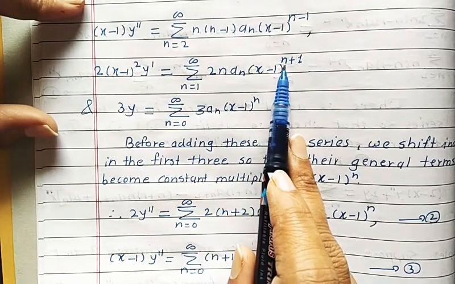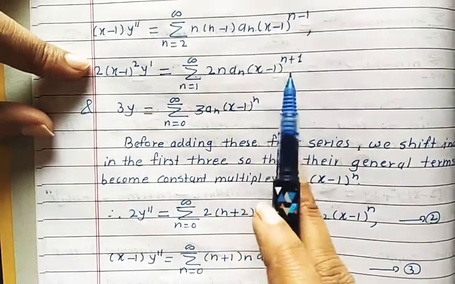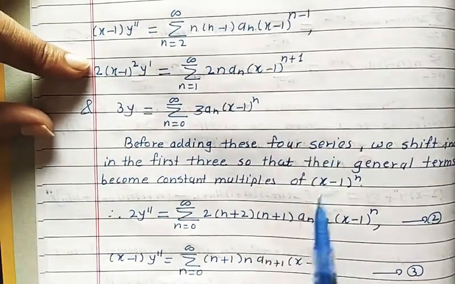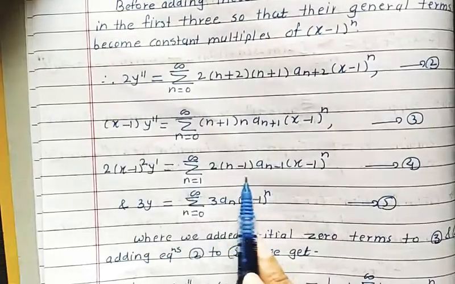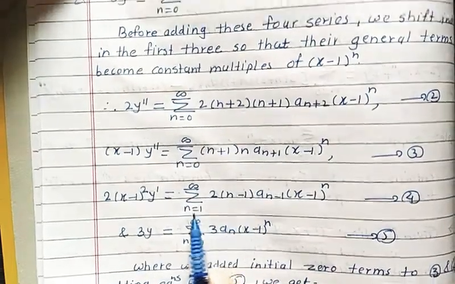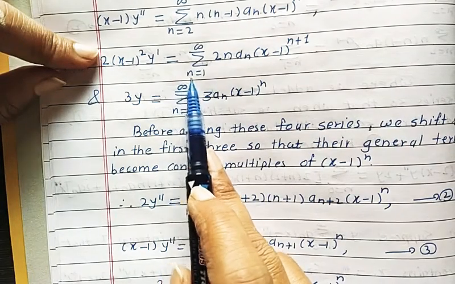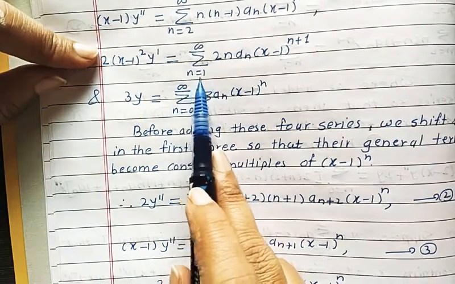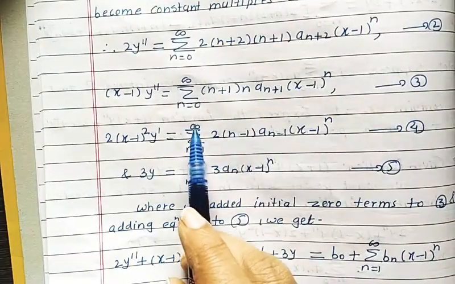We want n only. So here what we are doing, we will replace n by n minus 1. We replace n by n minus 1, so we get this equation. Again, here also we replace n by n minus 1. So what happened? n minus 1 is equal to 1 to infinity, that is n is equal to 2 to infinity. But it is written n is equal to 1 to infinity.